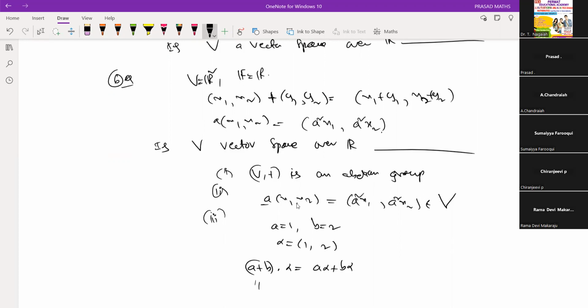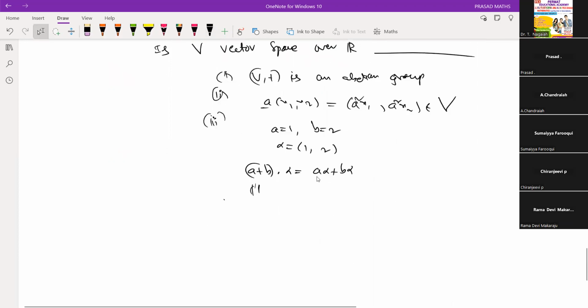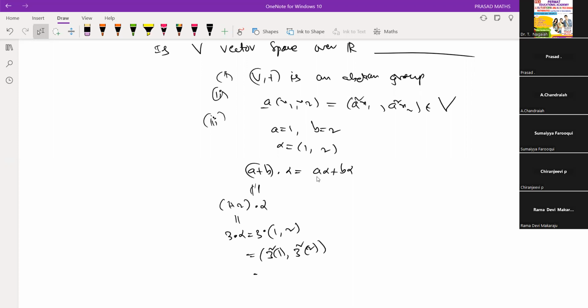So what is (A plus B) alpha? 1 plus 2 into alpha, that equals 3 into alpha. What is alpha? (1, 2). That means 3 square into 1, 3 square into 2, that means (9, 18). So the left side is (9, 18). What about the right side? A means 1 into alpha.